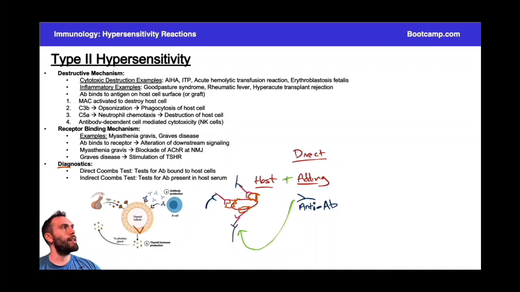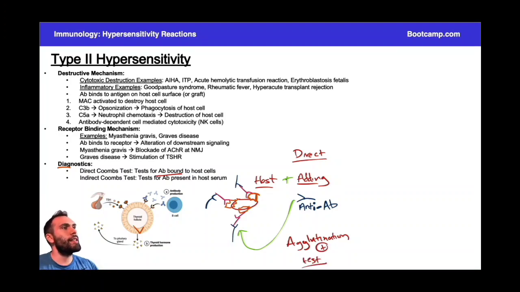In other words, we're testing to see if the host has antibodies bound to the surface of the red blood cells. If the host didn't have antibodies bound to the surface of the red blood cells, these blue antibodies, these anti-antibodies, would have nothing to bind to, and so we wouldn't get agglutination. So agglutination is going to be a positive test, right? What does it mean that it's a positive test?